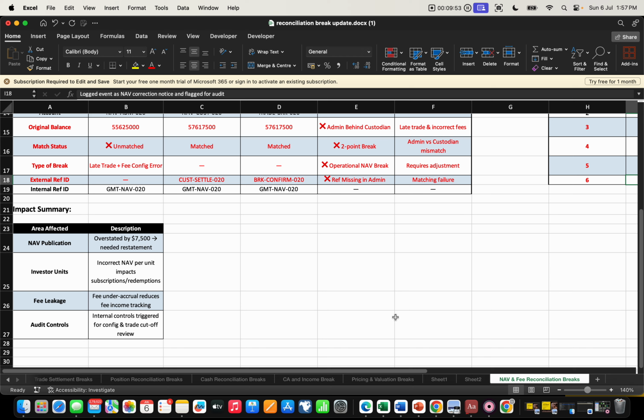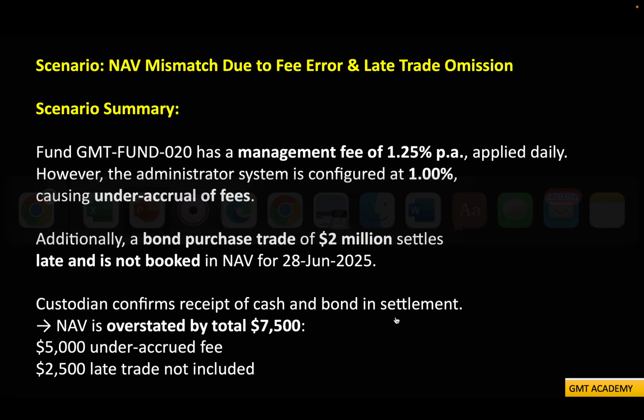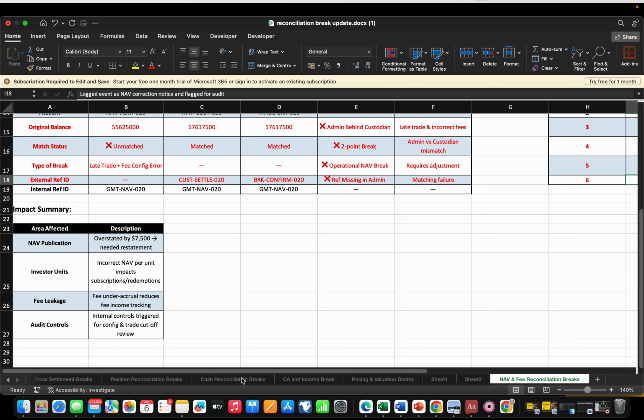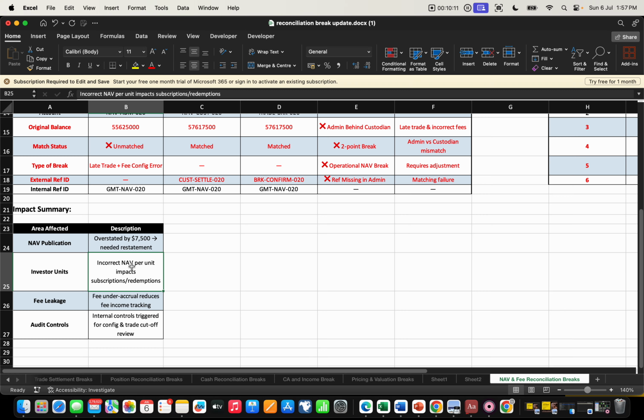So where does this NAV get impacted? Okay, so this is overstated by 7,500 due to the fee, and due to the trade getting omitted. Okay, two things will be there: one is the fee and one is the trade. So both things you have to correct.